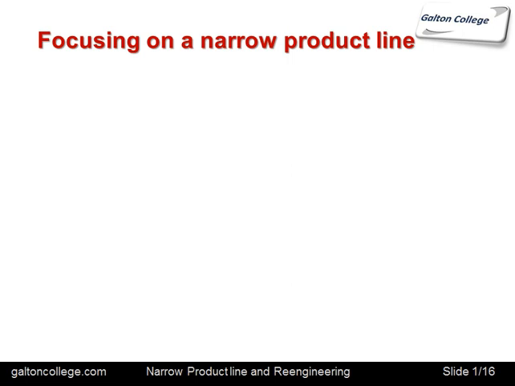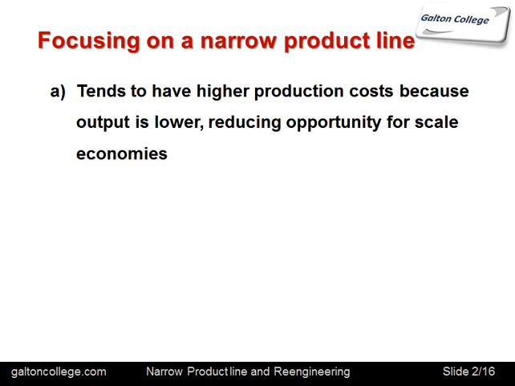So we're going to start by talking about the narrow product line. Well, this tends to have higher production costs because output is lower. A narrow product line means one set of products are being produced. So output tends to be lower, so it has higher production costs. The fixed costs of production, for example, the buildings and the overheads in general, are all borne by this single line of production, which means that production costs will tend to be higher.